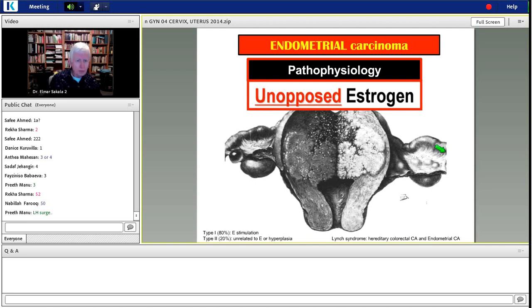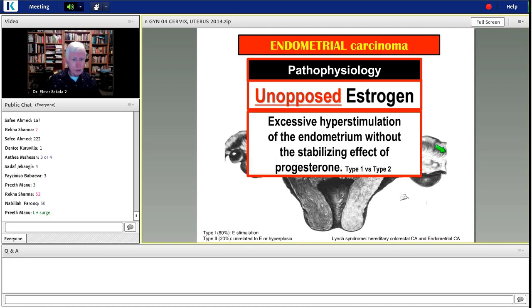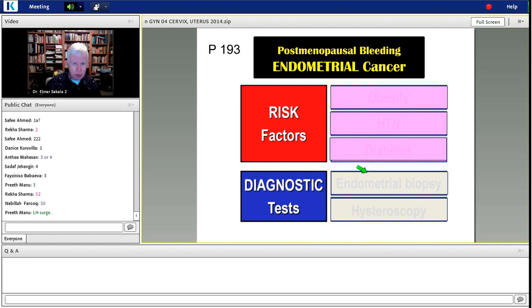It's the brakes on the engine. Estrogen is the gas pedal, so to speak. If we have pregnancy, we have high levels of estrogen, but we also have high levels of progestin, and so it offsets this. When you have unopposed estrogen, you have excessive hyperstimulation without the stabilizing effect of progesterone. And that is what causes most endometrial cancer. Now, there is type 1 endometrial cancer and type 2. Type 1 is the one that is typically related to estrogen stimulation. That's probably 80%. 20% is type 2, which is unrelated to estrogen stimulation or hyperplasia.